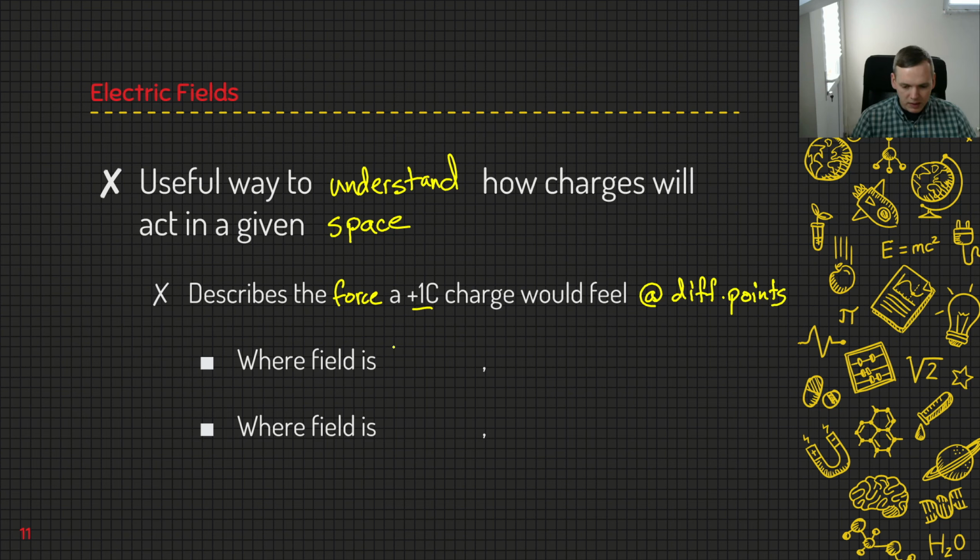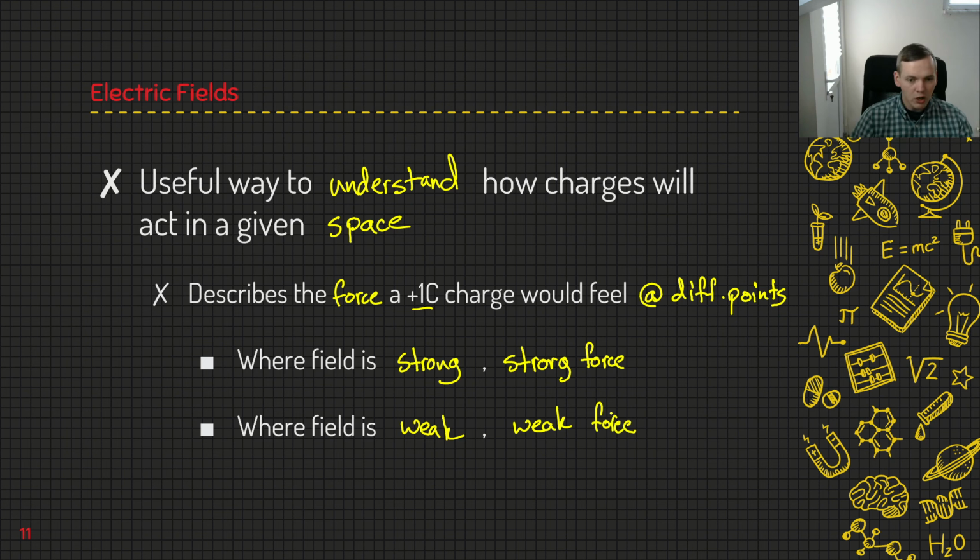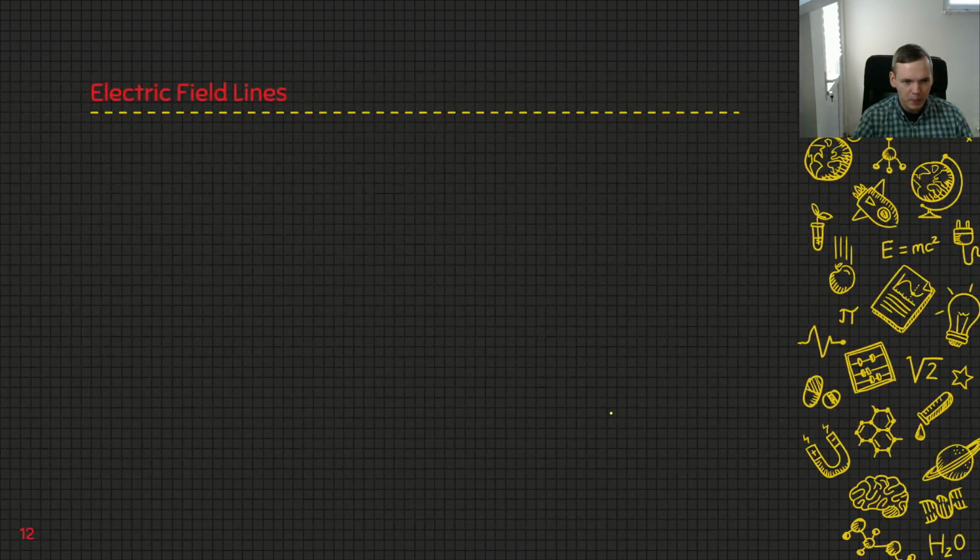Where the field is strong, it will feel a strong force, or a large force. Where the field is weak, it will feel a weak force. Now, there's no actual charge there. The charge doesn't need to be there. Imagine I did put a charge here. How much would it feel a force from whatever is creating that electric field? This will make a bit more sense when I give you some illustrations, but this is the big picture.